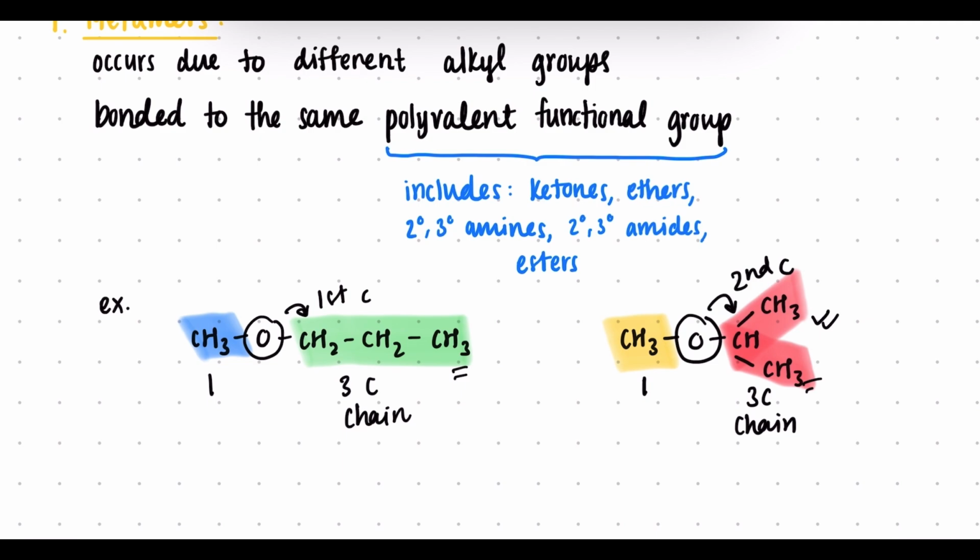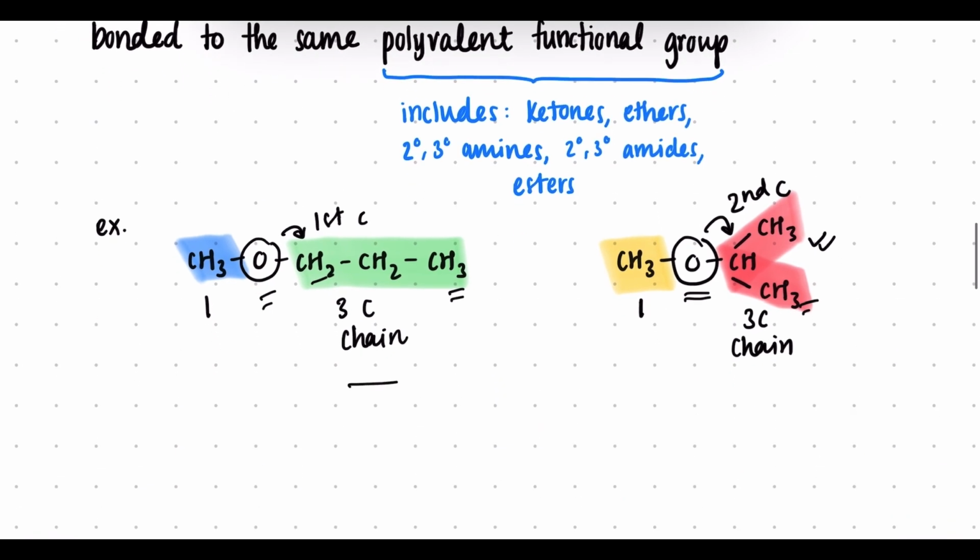can call them metamers. Now we can also call this a position isomer because the ester group is attached in different positions on this 3-membered chain. We can also call it a position isomer. So this set of isomers are called metamers as well as position isomers.